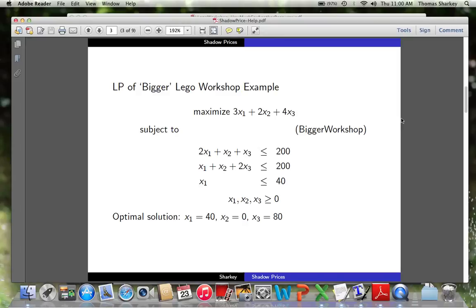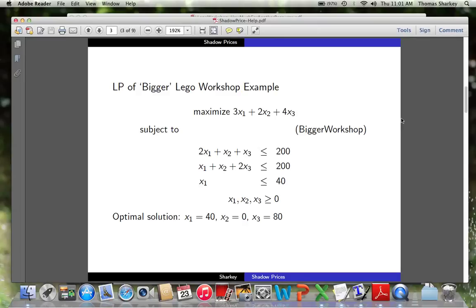So a couple things to point out. One thing is we obtained the optimal solution, and we know that the optimal solution was x1 is equal to 40, so we're going to produce 40 T's. x2 is equal to 0 means we're producing 0 cakes, and then x3 is equal to 80, we're going to produce 80 I's.